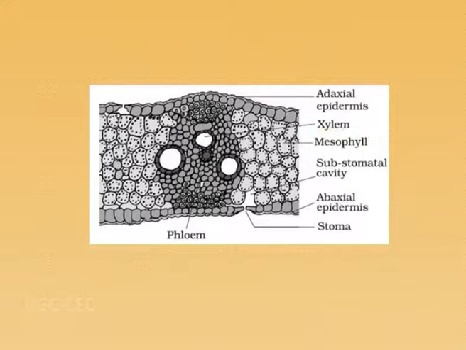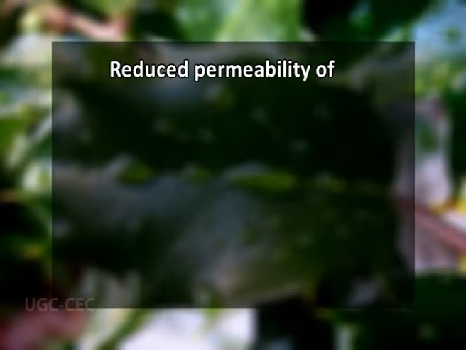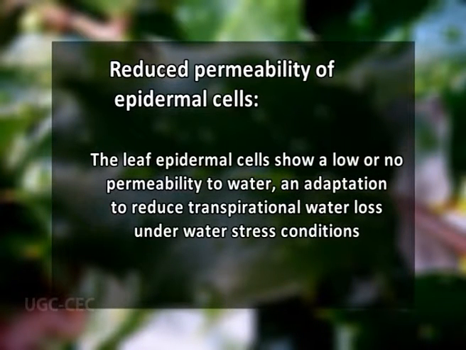Now, let us discuss some physiological adaptations of leaves which prove very helpful in minimizing water loss under xeric or water stress conditions. The first one is the reduced permeability of epidermal cells. The leaf epidermal cells show either a very low permeability or no permeability at all. This reduced permeability of the leaf epidermal layer is an adaptation to cut transpirational water loss under water stress or xeric conditions.